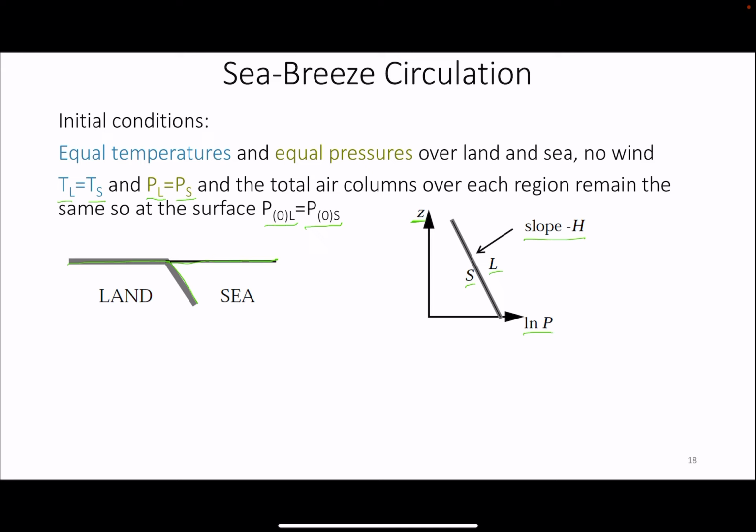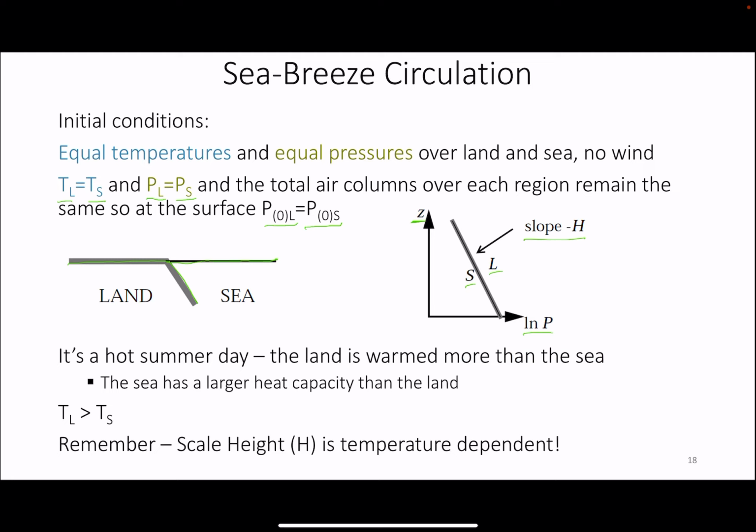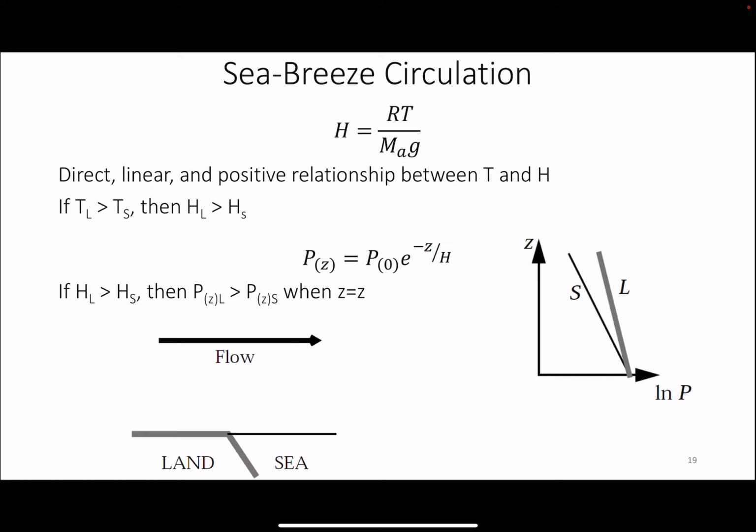Let's perturb the system a bit. Okay, so now we have to assume it's a hot summer day. And so the land warms up more than the sea, right? The sea has a very, very high heat capacity. And so it takes a lot more solar energy to raise the temperature of the sea than it does to raise the temperature of the land. And so now we've got a new situation where the temperature over land is greater than the temperature over the sea. And remember that scale height is temperature dependent. So now something's going to be different.